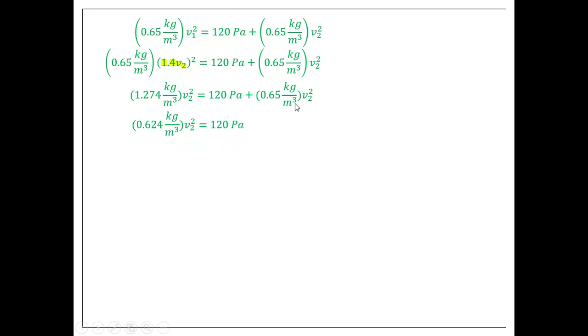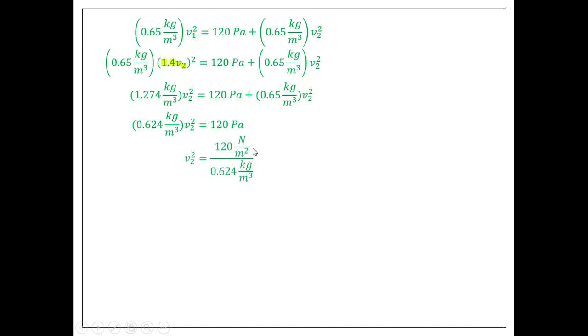So to get V2 squared on the same side, I'm just going to subtract 0.65 V2 squared from both sides. So if you do 1.274 minus 0.65 V2 squared, you'll get 0.624 V2 squared. Again, just a quick combine-like-terms step here. The right side, I kept 120 Pascal as is. So to get V2 squared by itself, now divide both sides by 0.624.